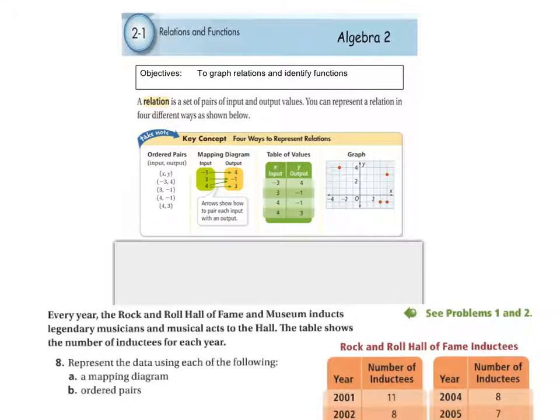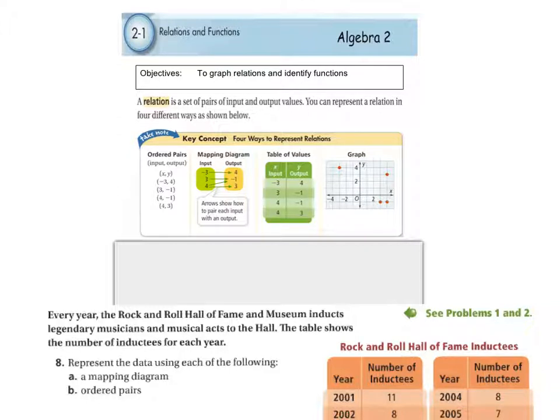This is section 2.1, and we're going to talk about representing relations and what relations are and how to actually show them in different ways. So let's start out here with what is a relation? Well, a relation, as the actual definition is, it's a set of pairs of input and output values.